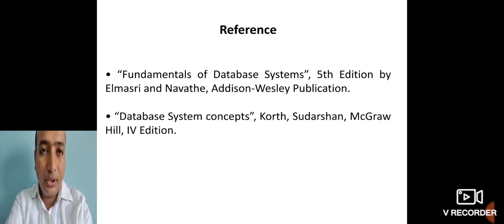For further reference, students, you can refer to the book titled Fundamentals of Database Systems, authored by Elmasri and Navathe, 5th edition, by Addison-Wesley. Also, you can refer to the book authored by Korth and Sudarshan, titled Database System Concepts, published by McGraw-Hill, 4th edition.